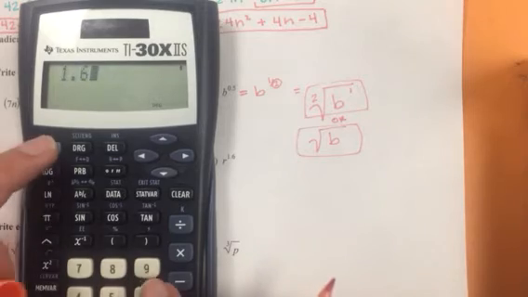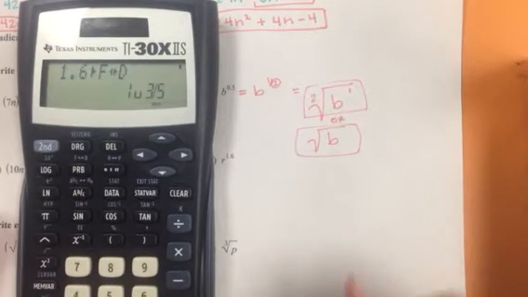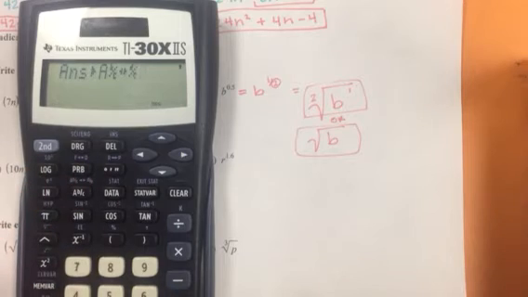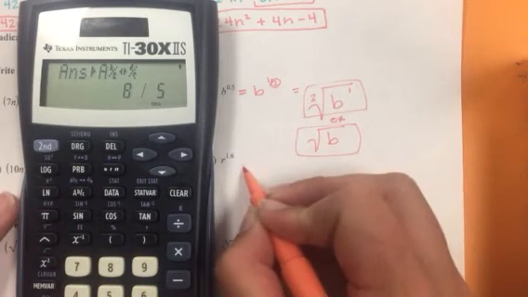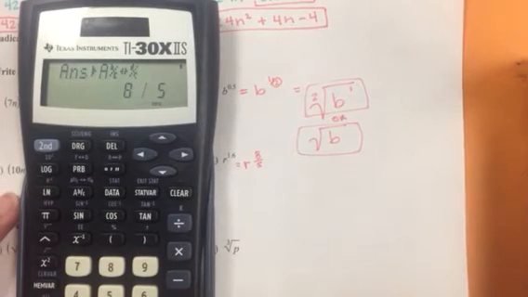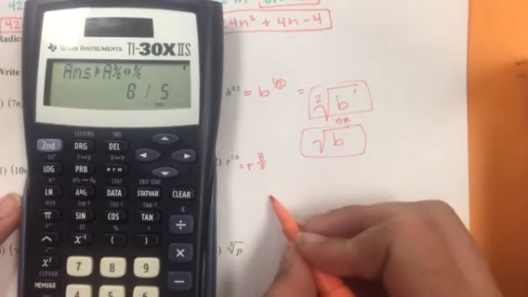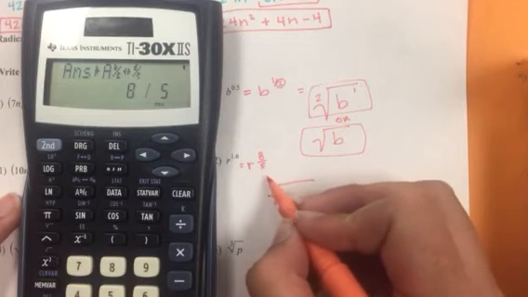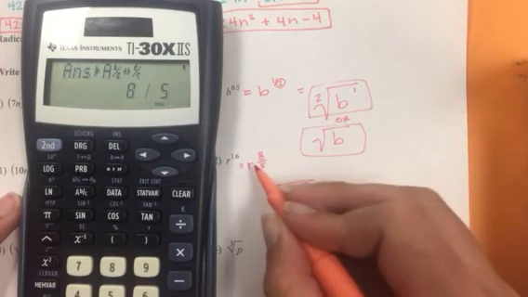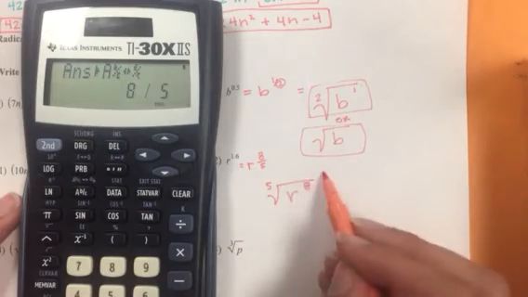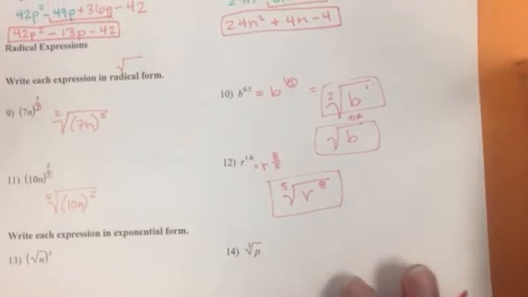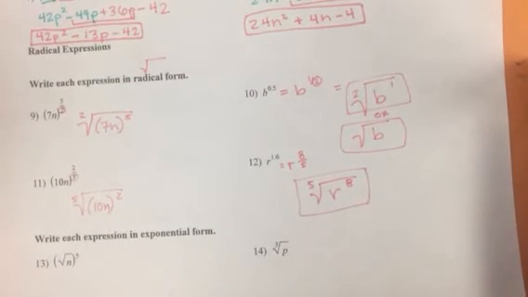1.6, if I wanted it as a fraction, would be 8/5. So when I write it as a radical, I have 5 on the root and 8 as the power. R is on the inside. So we have just written all of those in radical form.